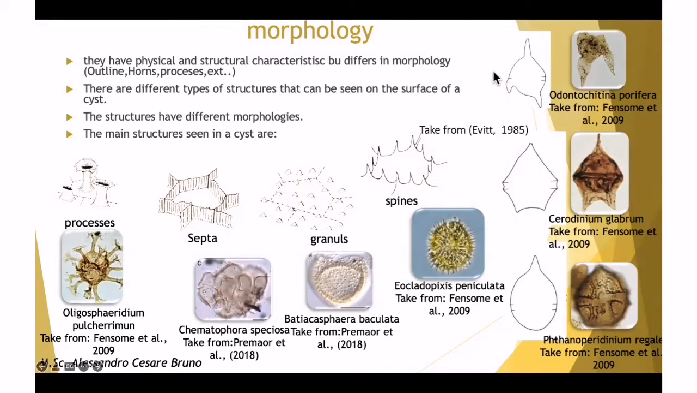And in this part, we can see the principal outlines of the different cysts that are found when you are studying dinoflagellates, which characterize the different groups. For example, here we can see a ceratioid morphological structure, and we can see a more rounded outline that characterizes the morphology of other dinoflagellates.